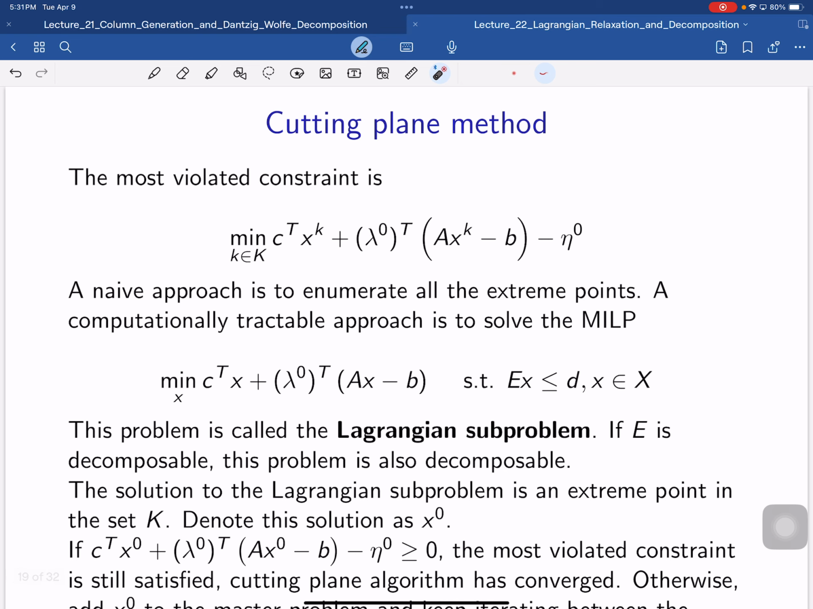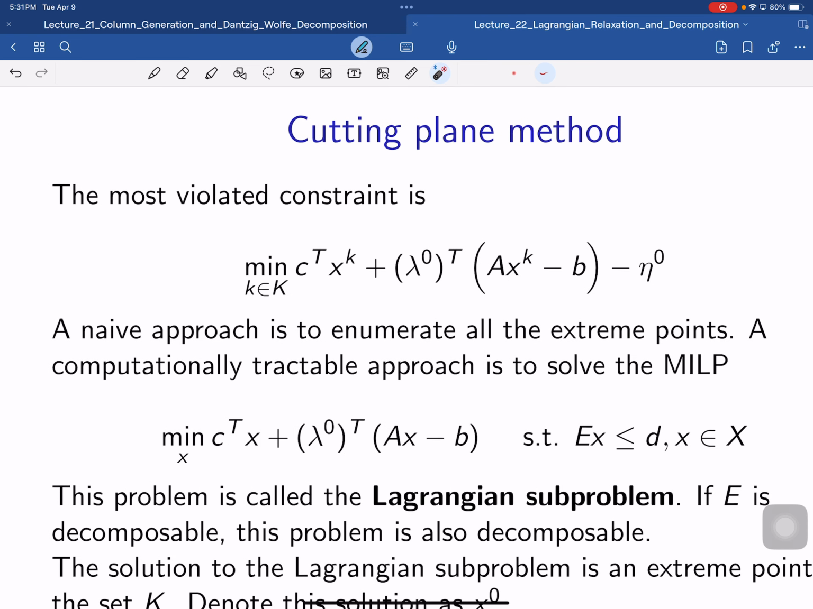So essentially, the thing we are solving is: we have a solution lambda naught and eta naught, and we want to check among all the extreme points which one is most violated, right? One of the naive ways is to enumerate over all the extreme points, and of course, we are not going to do that. This is equivalent to just solving the problem with the constraints. It's similar to column generation. You also want to enumerate all the extreme points, but you don't do that. You just solve a pricing problem to generate the column that gives you the minimum reduced cost, right?